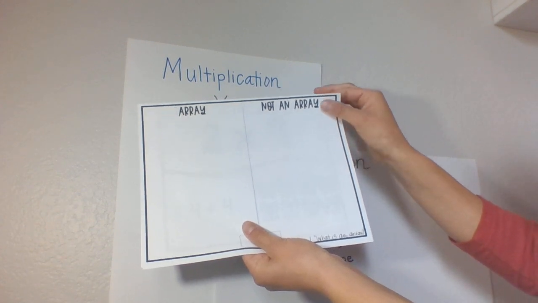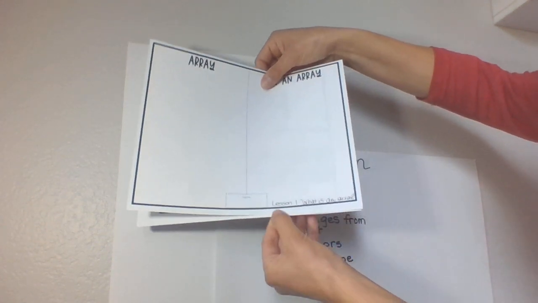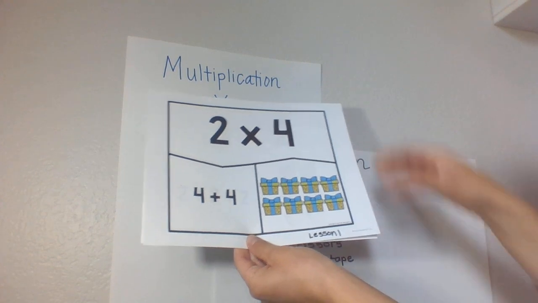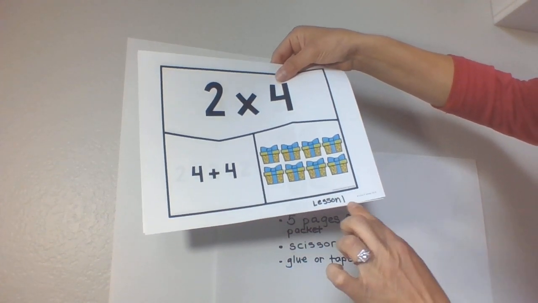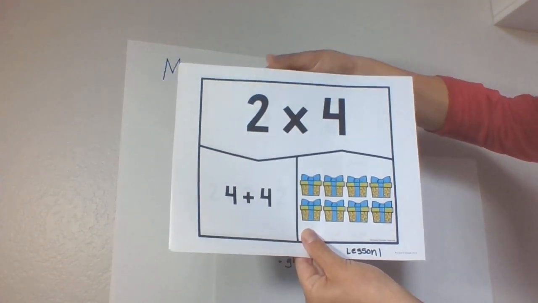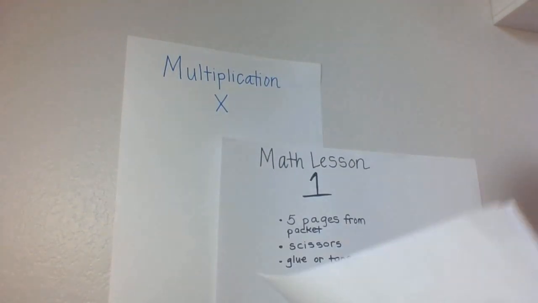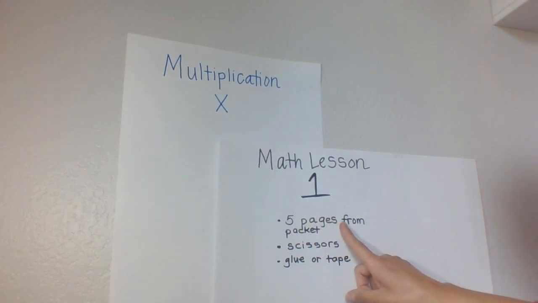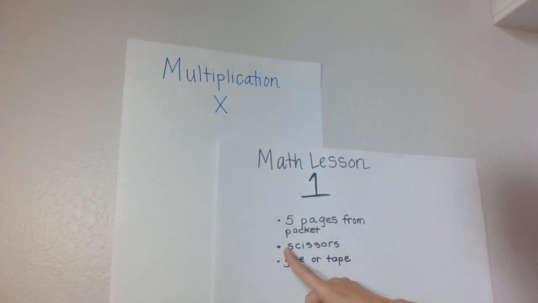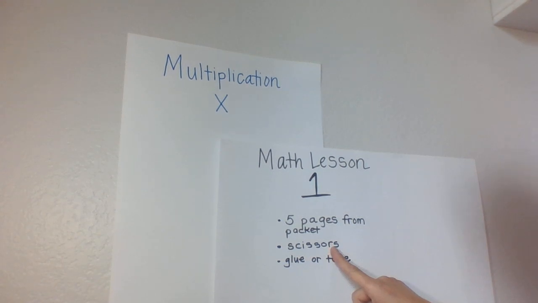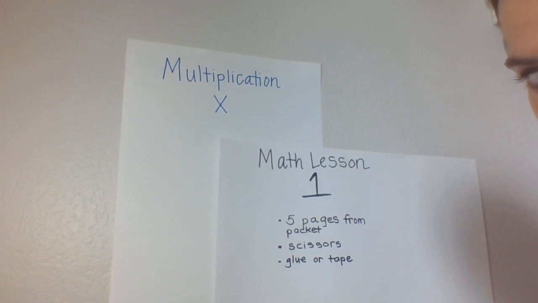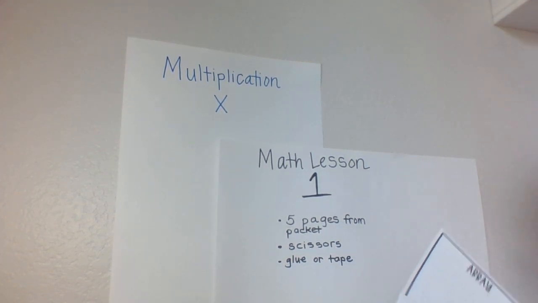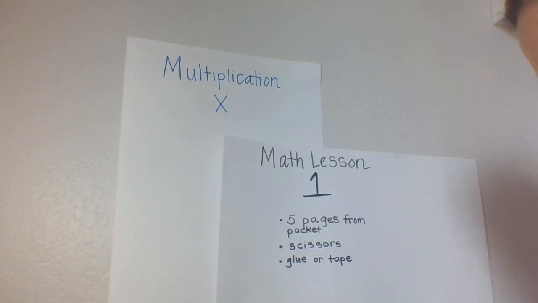It's an array sort. It also says Lesson 1 on the bottom. And you're going to need 3 of these pages here. It'll say Lesson 1 on the bottom here. There's 3 pages, all right? So please find the 5 pages from your packet. Please grab a pair of scissors in a very safe manner, and you need some glue or tape, all right? So boys and girls, go ahead and press pause with the video now, and please find your materials. Thank you.